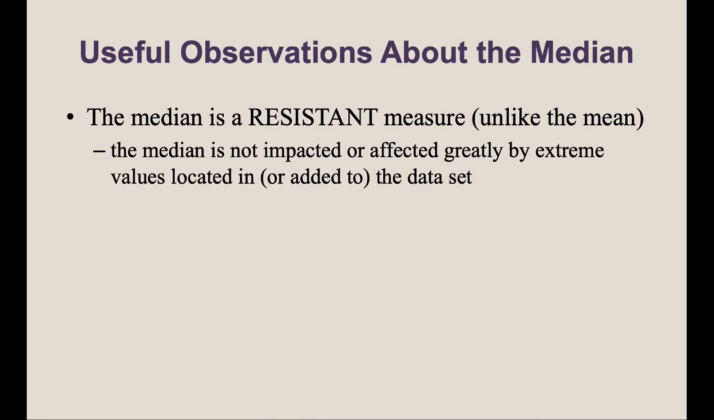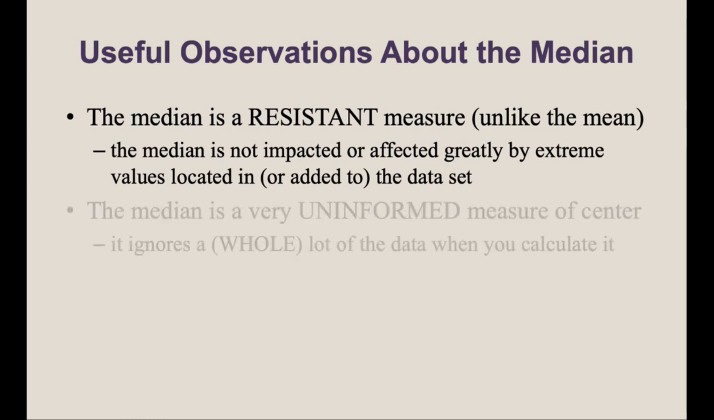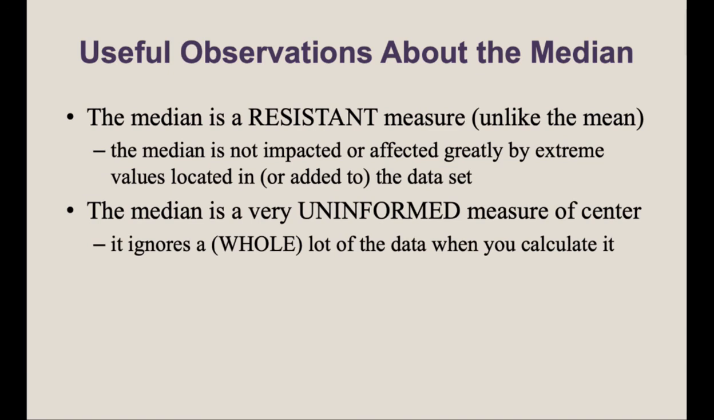The protocol for the median is rather simplistic. The median calculates the value by purposefully ignoring a large part of the data. We say that the median is very uninformed by the data set because it uses the value of only one or two values from the data set in the calculation. Let's say there are 1001 values in the data set. The median looks at the middlemost number and ignores the other 1000 values. It ignores a whole lot of the data.